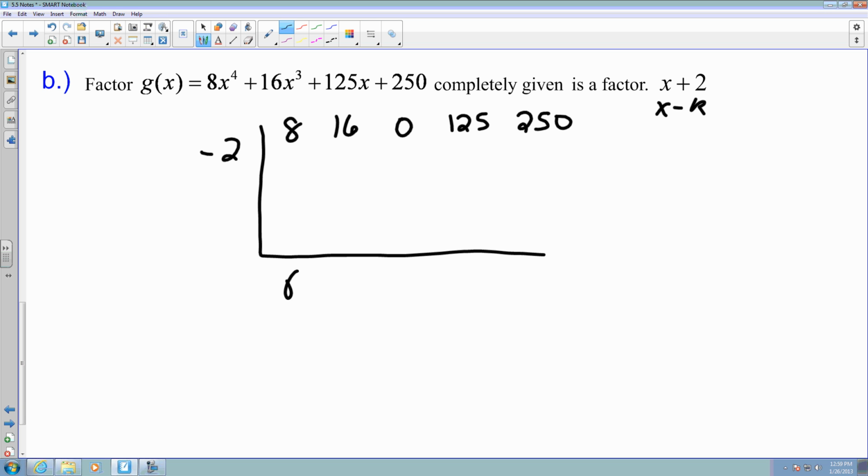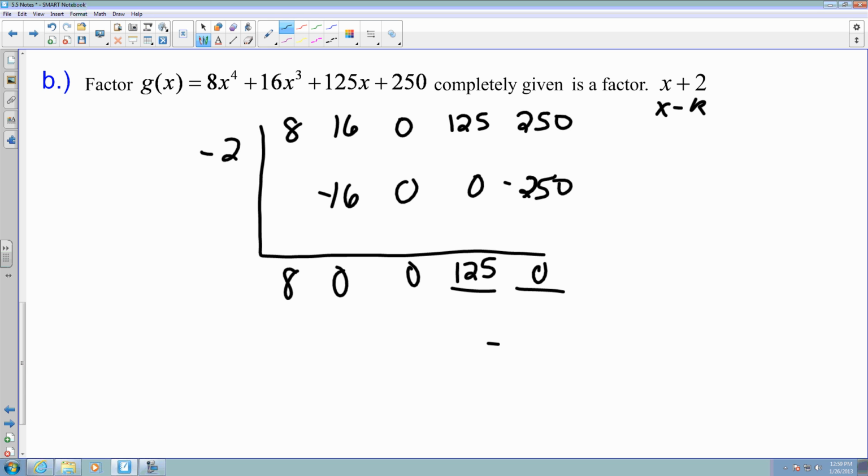Drop it down, I got 8. Here I have negative 16. That's 0. Multiply that, that gives me 0. This gives me 0. Here I have 0 again. 125. Times that by negative 2, that's negative 250. And that's 0. So this is my remainder.